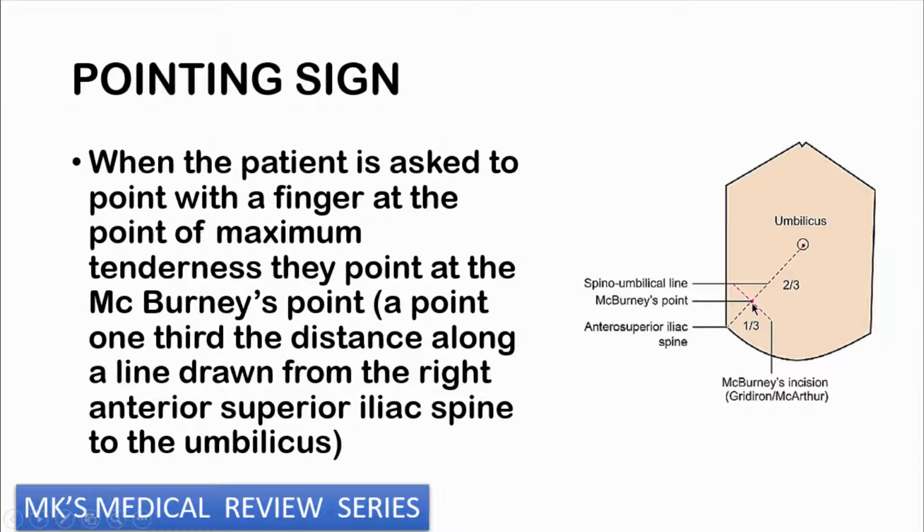So this McBurney's point is obviously where you're going to have the maximum area of tenderness on the right side. And then you could make one of the incisions that is known as a gridiron or a McArthur's incision about perpendicular to McBurney's point. This is one of the approaches that you can use when performing an appendicectomy.